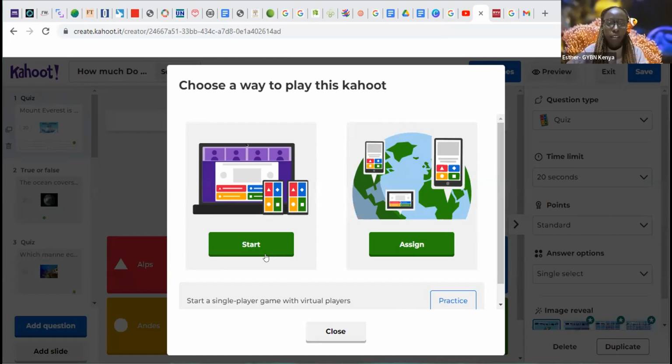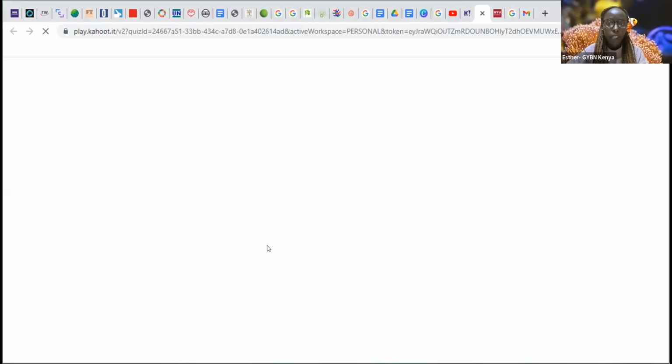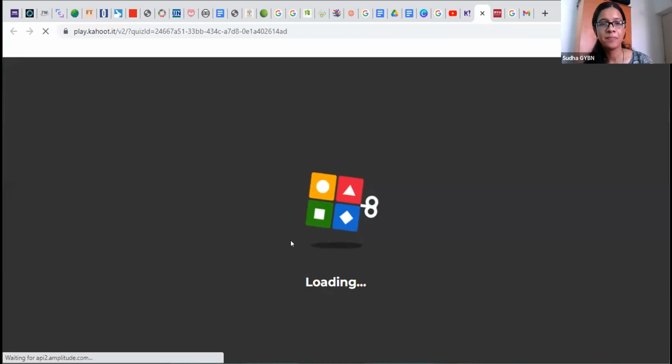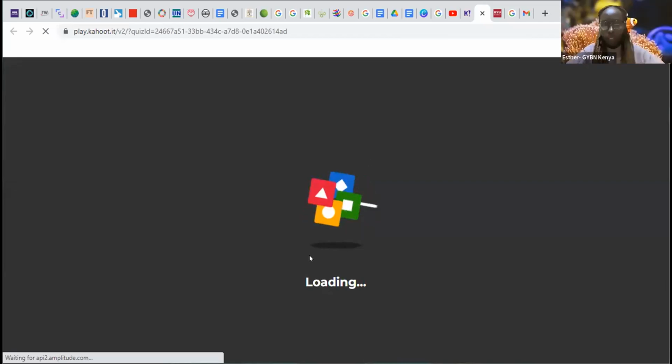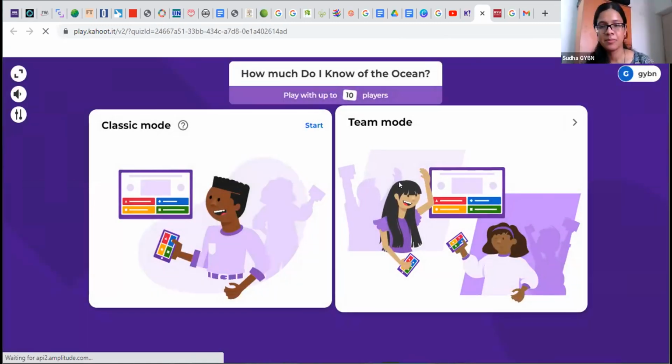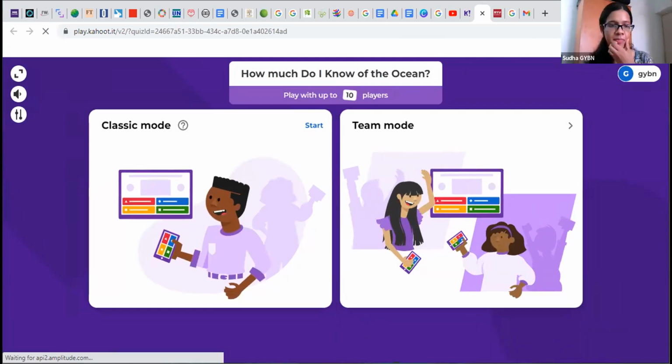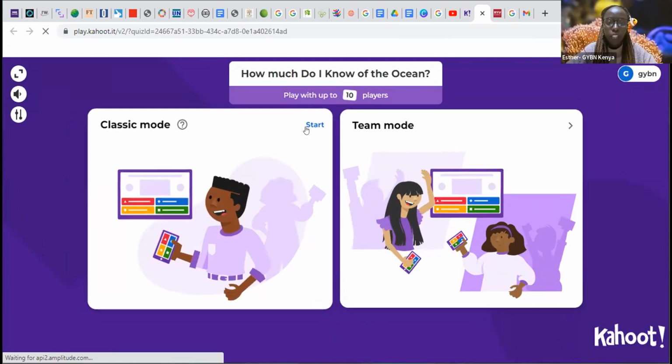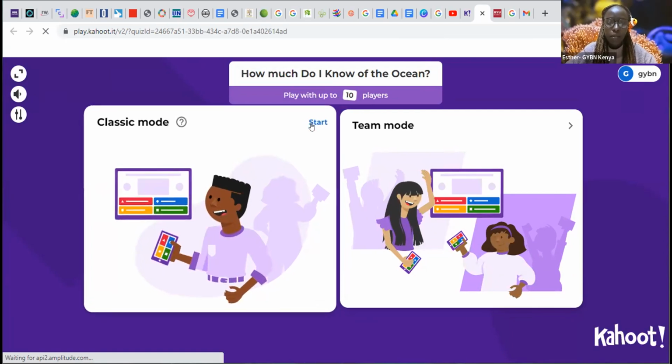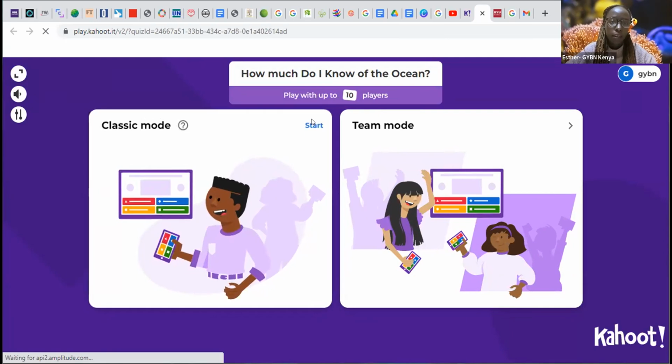So I'm going to start the game right now. I'm not really sure if you can see from your end, but I've already started. Esther, can you share the link again? I shared the link on the chat box. It's going to project the pin that you're supposed to key in so that you can start playing the game.